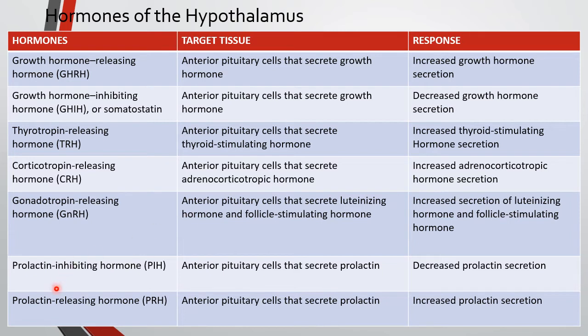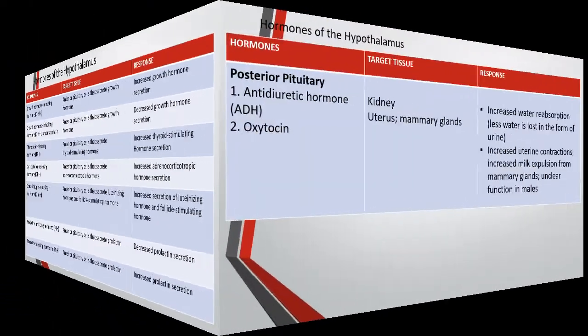Okay. Your prolactin inhibiting hormone or PIH and your prolactin releasing hormone or PRH, no? Same target. It's always the anterior pituitary and opposite din yung kanilang function respectively. Pag inhibiting hormone siya, prolactin will be decreased in secretion. Kapag releasing hormone siya, then it will increase the secretion of your prolactin. Okay?